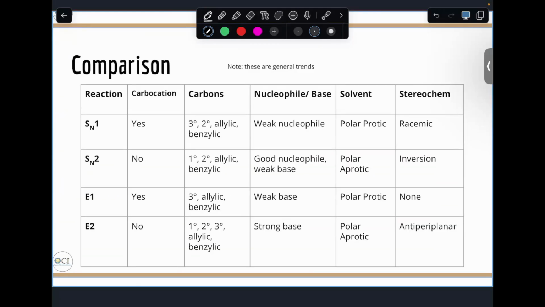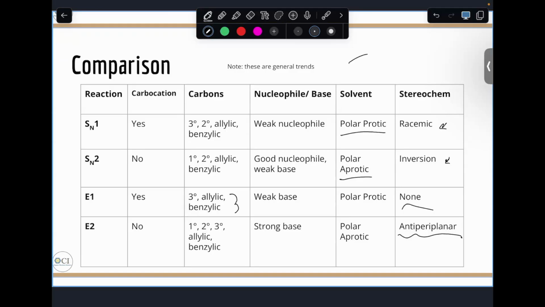E1 only occurs with tertiary carbons. Something that kind of stands out. And then SN1 uses polar protic because it stabilizes the carbocation, and SN2 uses polar aprotic because you don't want to stabilize the nucleophile for SN2. And then in SN2, you have the inversion of stereochemistry. And SN1, you have that 50-50 mixture. E1, no stereochemistry. And for E2, they need to be anti-periplanar. For E1, it doesn't matter if they're anti-periplanar.